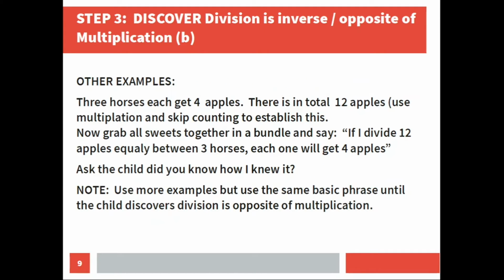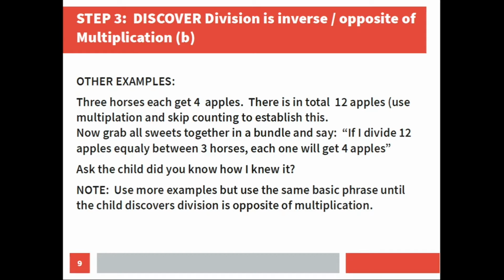For example, another example is, maybe we have 3 horses and each must get 4 apples. So then you give each horse 4 apples. You know, manipulatives, whatever it is, coins, apples, whatever. And then you count: there are 3 horses, 12, that's the total. And you grab it together. How many apples do we have here? 12 apples. Now, if I divide these 12 apples equally between these 3 horses, I know each horse will get 4 apples. And you give 4 to each one. And while you give it, you count backwards and subtract: 12, 8, 4, 0.